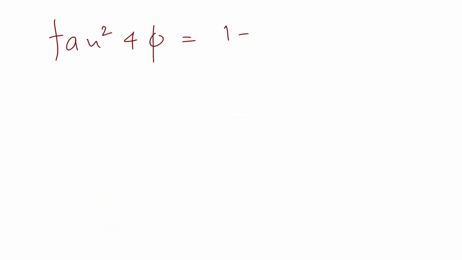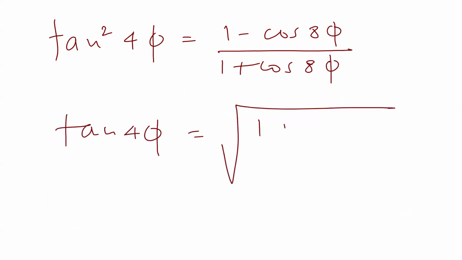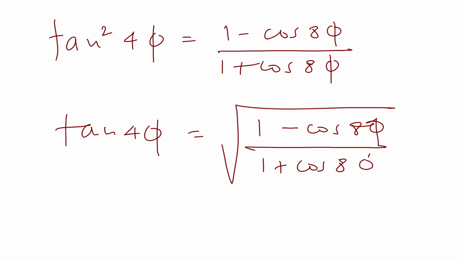1 minus cos 8 phi upon 1 plus cos 8 phi. So tan 4 phi is equal to square root of 1 minus cos 8 phi upon 1 plus cos 8 phi. Okay, so tan 4 phi is expressed in terms of cos 8 phi. Let us go to question number 6, sub question 6.